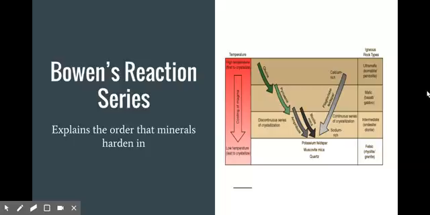Bowen's reaction series has to do with rocks cooling and hardening, and it explains the order that the minerals harden in. Notice up here I have higher temperature, and as I move down the chart, I begin cooling into lower temperatures. Different rock types tend to cool at different rates. And then you also have in here the minerals involved in those rock formations. So this is called Bowen's reaction series.